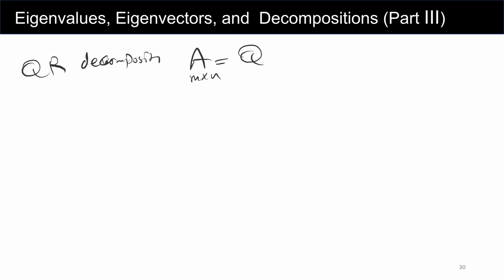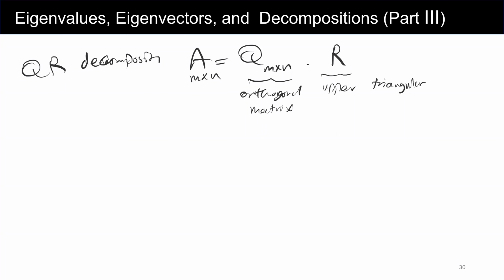All right. In this lecture, we talked about the third part of eigenvalues, eigenvectors, and decompositions. We focused on QR decomposition for matrix A, which is m by n: Q is m by n, an orthogonal matrix, multiplied by R, which is an upper triangular matrix with non-zero diagonal elements. We also talked about the Gram-Schmidt process.